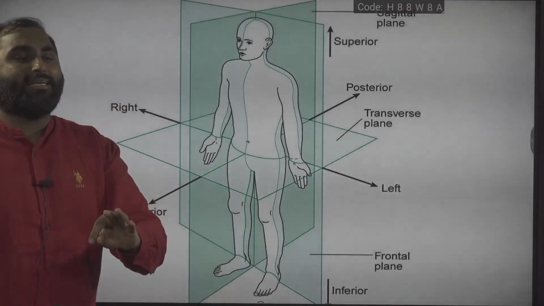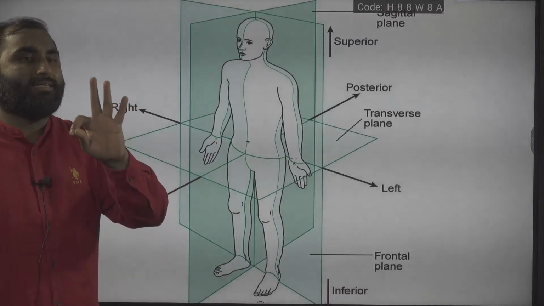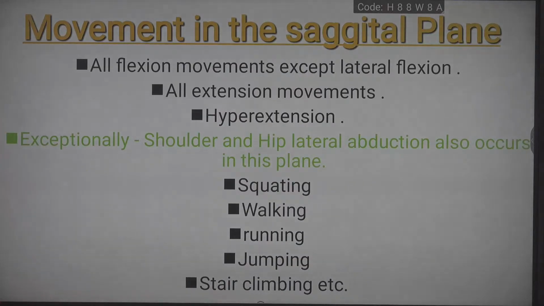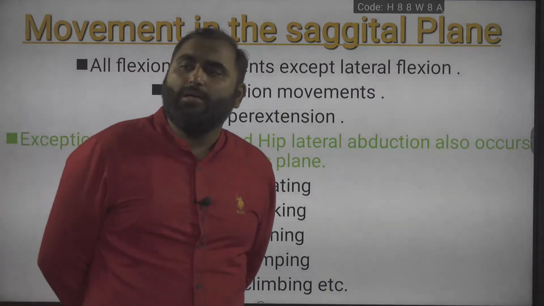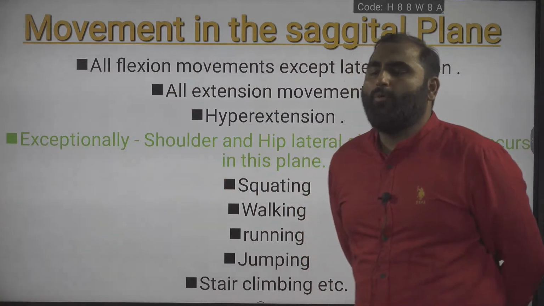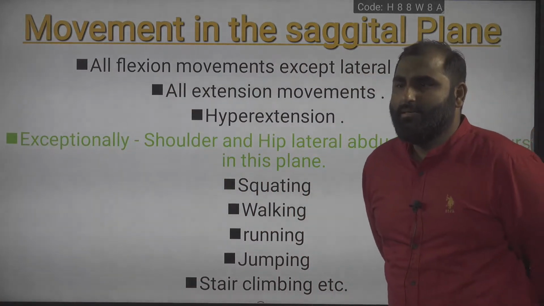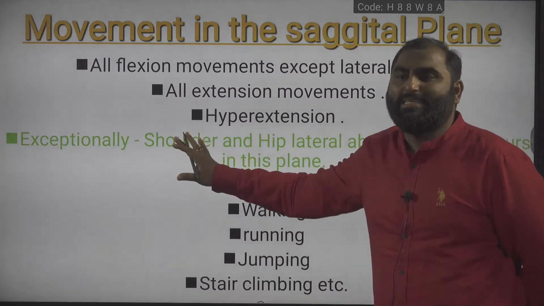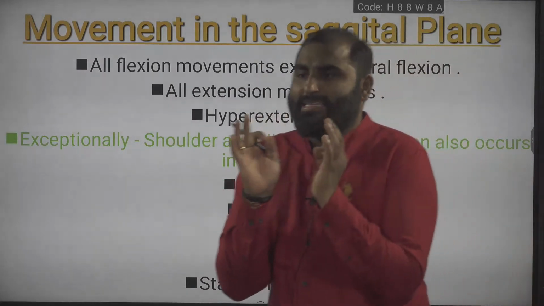Showing in how many axes? Three axes in total. So different planes provide different movements. This is just for example, guys.